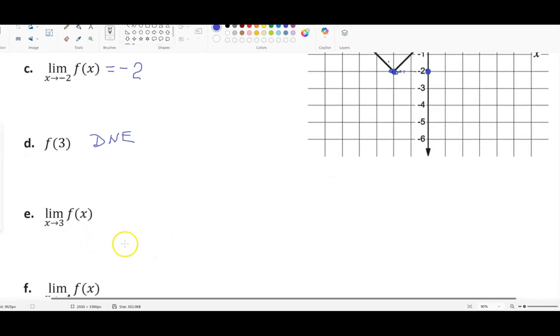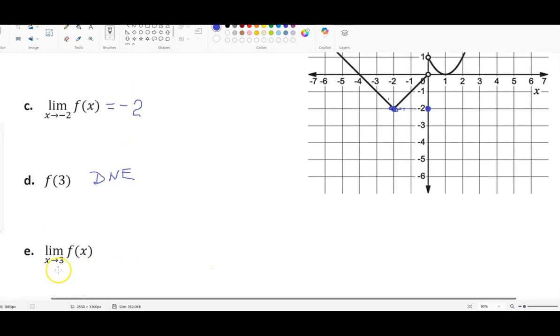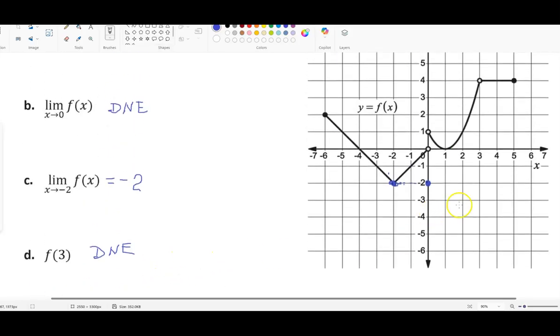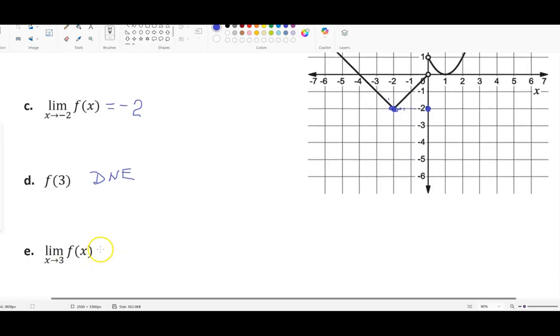What is the limit of f of x as x approaches 3? So as x approaches 3 on the left, the points on the graph approach this point, and as x approaches 3 on the right, the points approach the same point. What is the y-coordinate here? 4. So the limit exists and the limit equals 4.